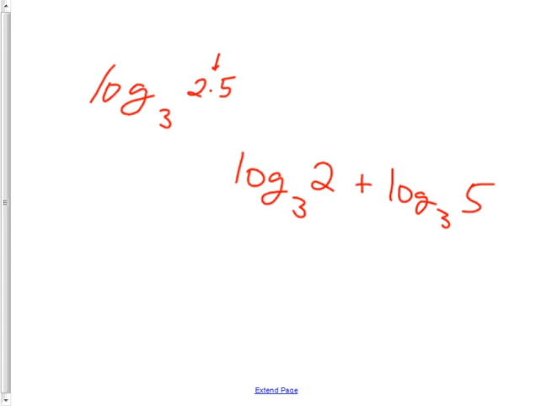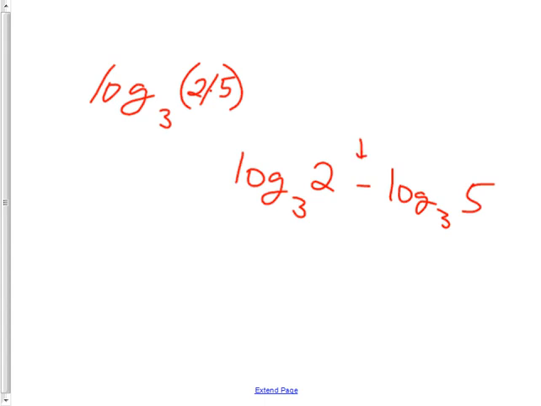Okay, how about this one? Same exact thing, except I'm going to just change 2 things. Guess what I'm going to change? The times to a divide, and then what do I do in between them? I'll subtract. Do you get that? If you have an argument that has a 2 over a 5, or a divide in it, you can change that into a subtract.